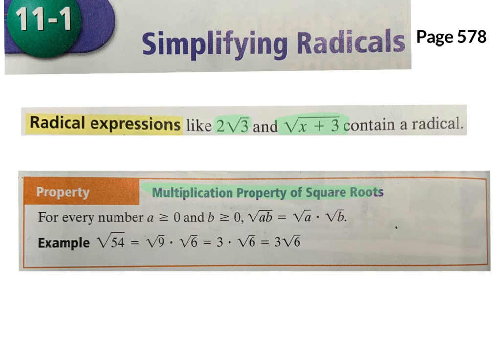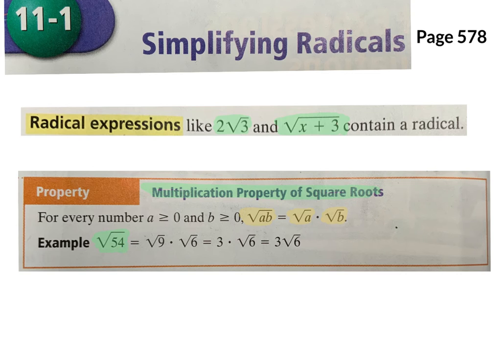The first property we're going to look at is the multiplication property of square roots. This property tells us that if we have a square root of two numbers that are multiplied, it can be broken up with one radical times another. It also goes the other direction. If you have two radicals that are being multiplied, then you can multiply what's inside the radical and go the other way as well. The example that they give us here is the square root of 54.